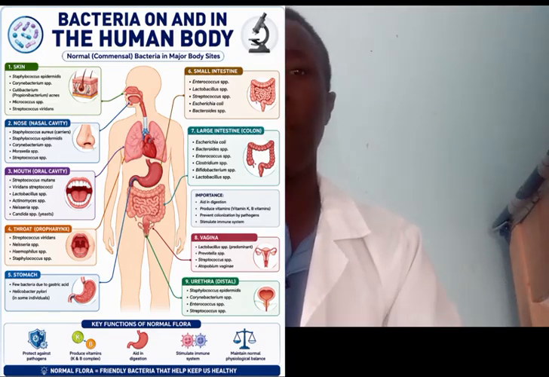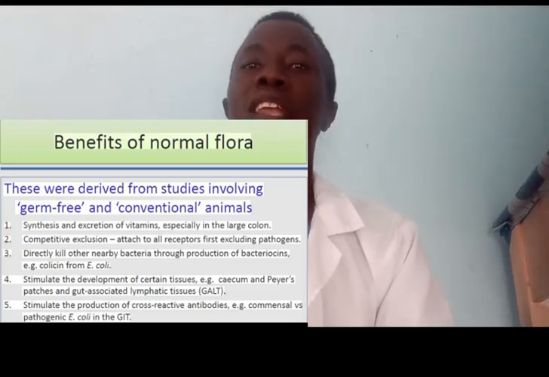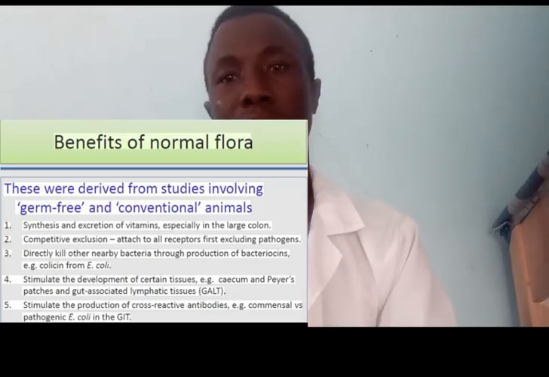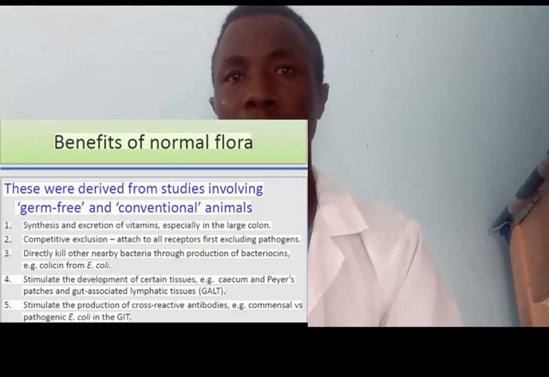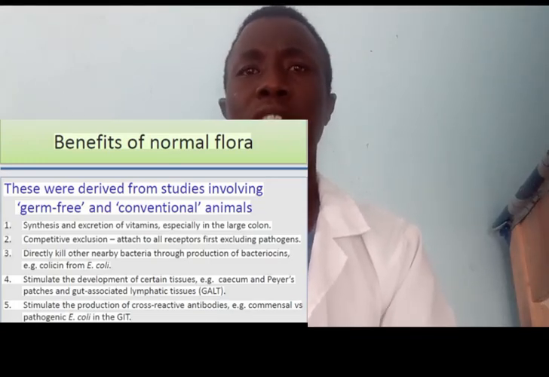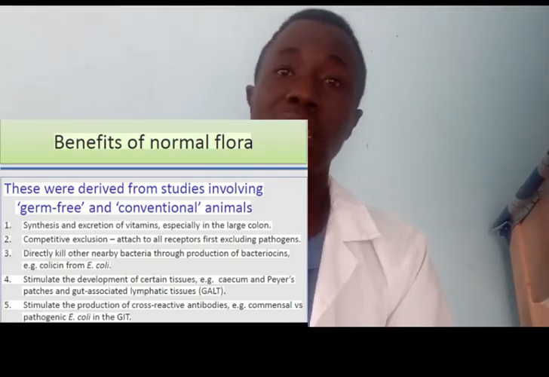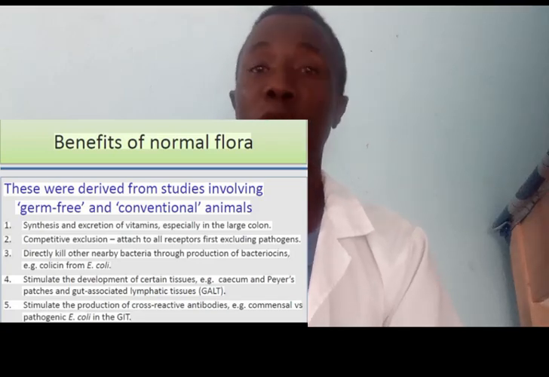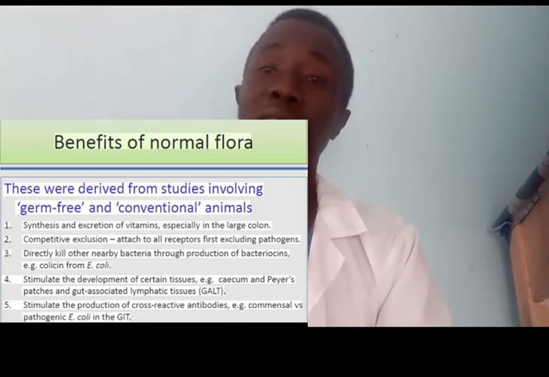One of the roles they play, like those present in your GIT, is that they are in a position to produce for you vitamin K and vitamin B complex. That is the advantage of those microorganisms that live inside your GIT. Then there are those that also live inside your GIT and help in digestion. So there are those that help in digestion, and there are those that help in the production of vitamin K and vitamin B complex. And of course, they also stimulate the immune system.